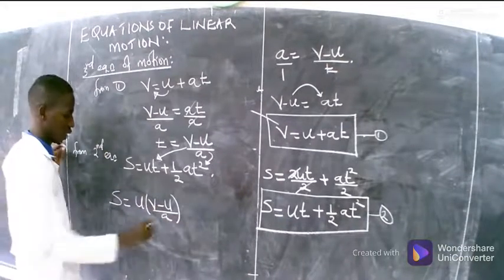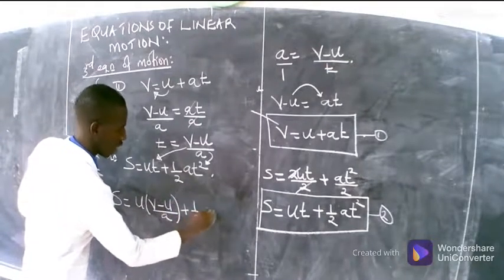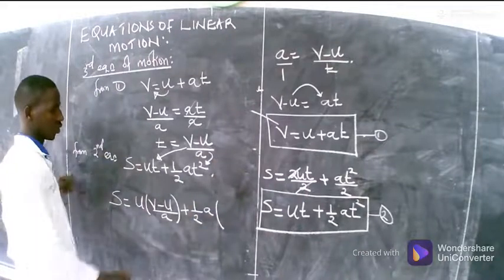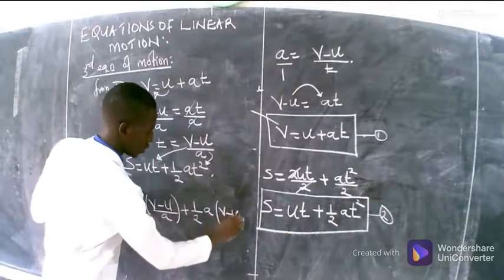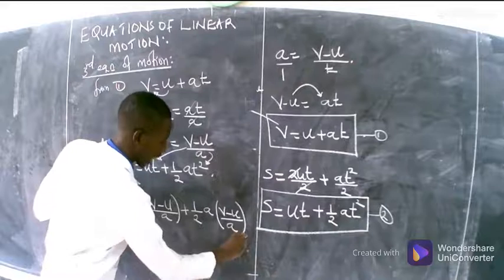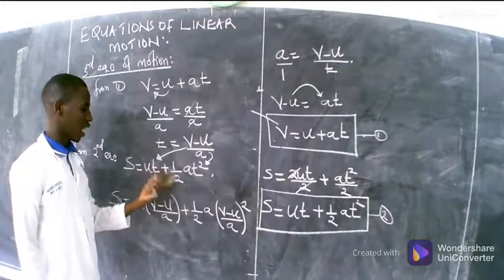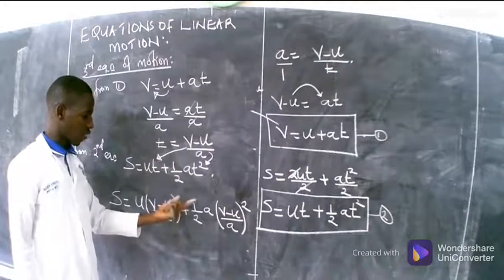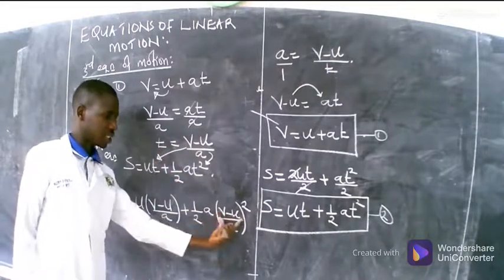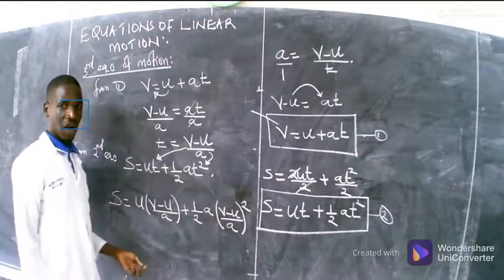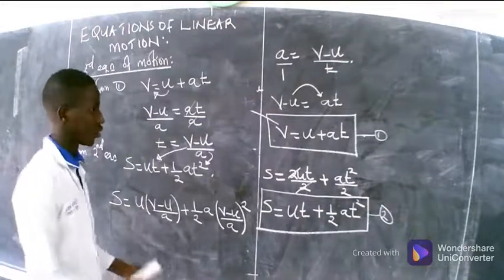I close this. Then plus 1 over 2A into, this is not just T, but it's V minus U over A, but also again what, T squared. Remember it's T squared, okay? It is a half AT squared. So we have a half A, we put T, which is V minus U over A, but we square it. So after squaring, we manipulate this, we shall come up with the third equation of motion.